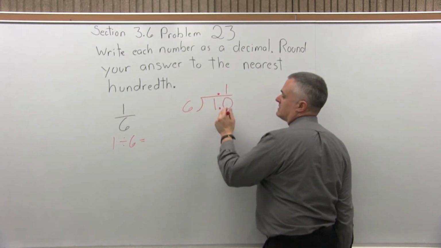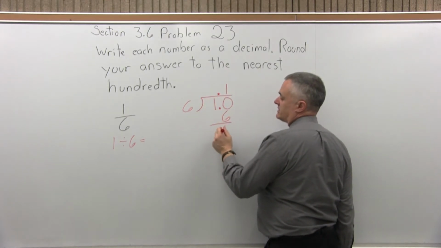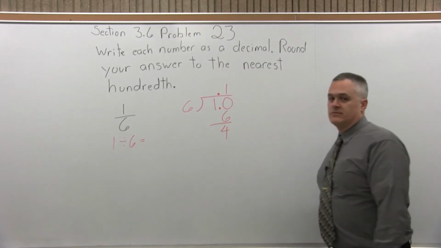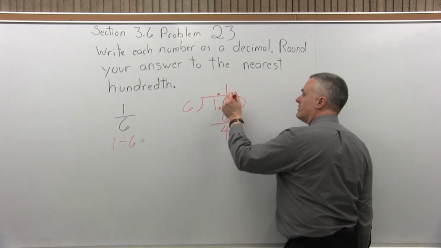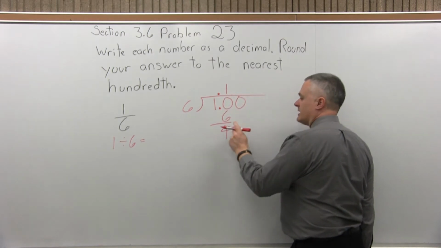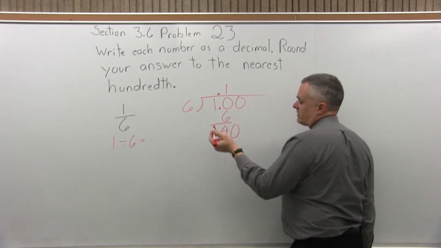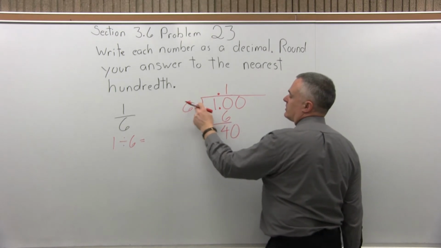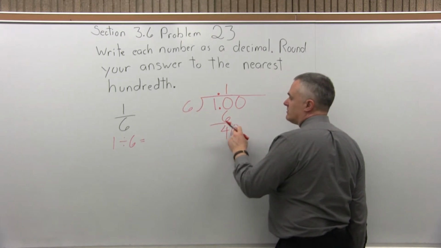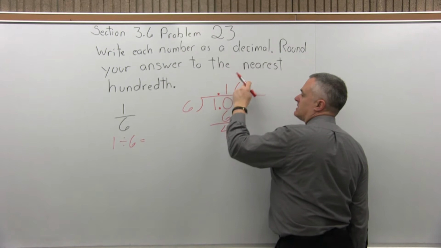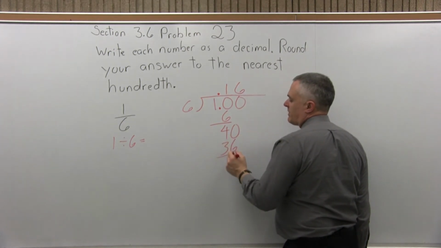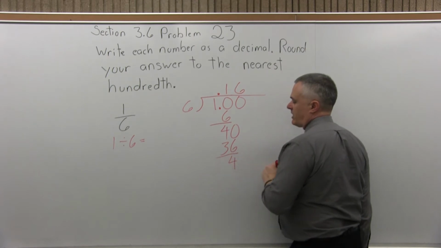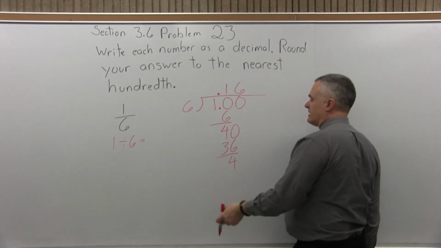1 times 6 is 6. 10 minus 6 is 4. So it didn't go in evenly. So I add another 0 in the top and pull it straight down next to the 4. So I write it as a 40. 6 will go into 40 how many times? Well, 6 times. 6 times 6 is 36. 40 minus 36 is 4. So it still didn't go in evenly.